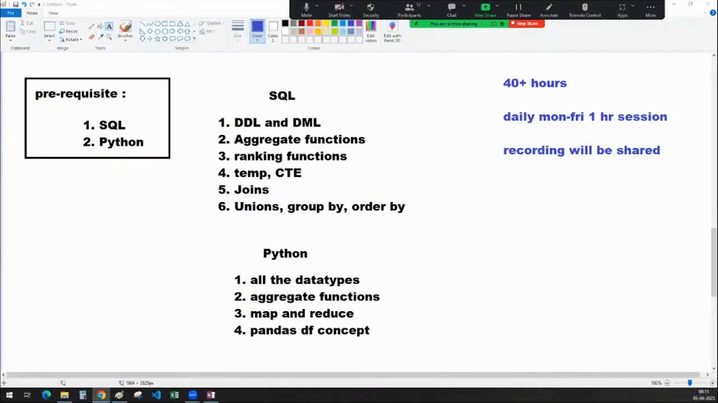Any questions anyone has? Sorry guys, there are plenty of questions in the chat. I will try to explain one by one. Is this course specially catering to data engineering with GCP and generic cloud computing with Google Cloud? Both, guys.